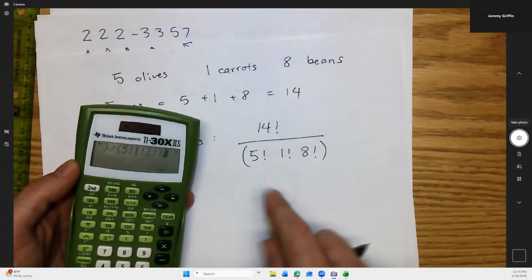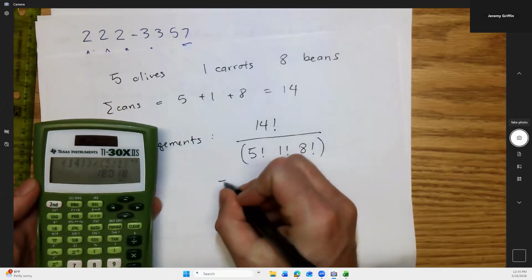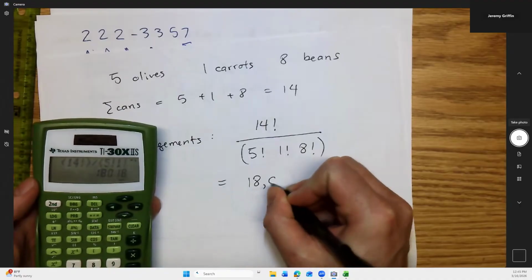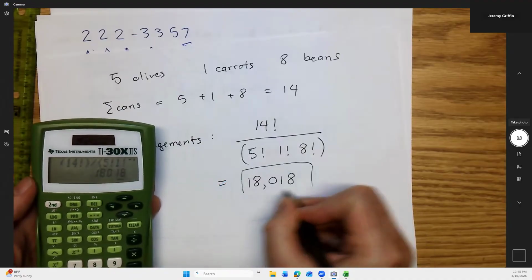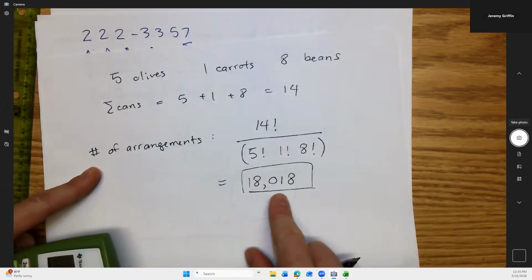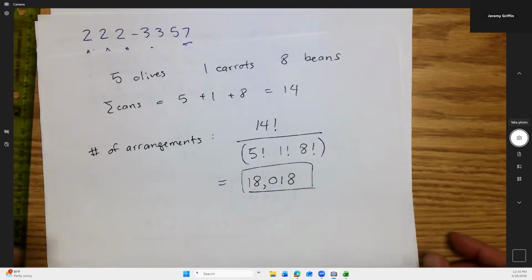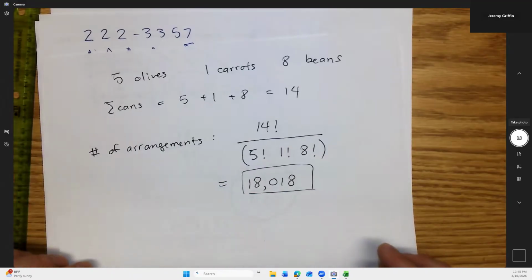So I typed that in exactly, and I'm getting 18,018 different ways to arrange these cans. 18,000 something different ways.